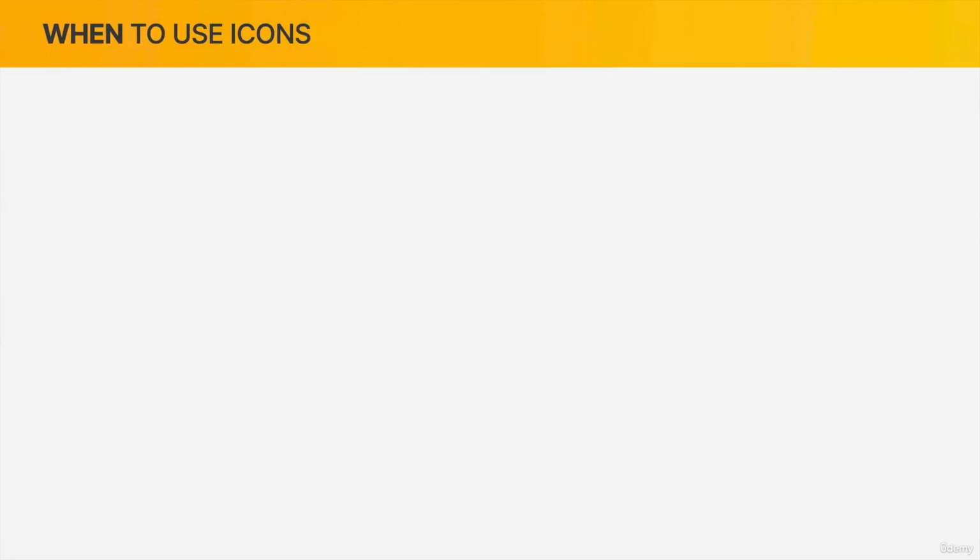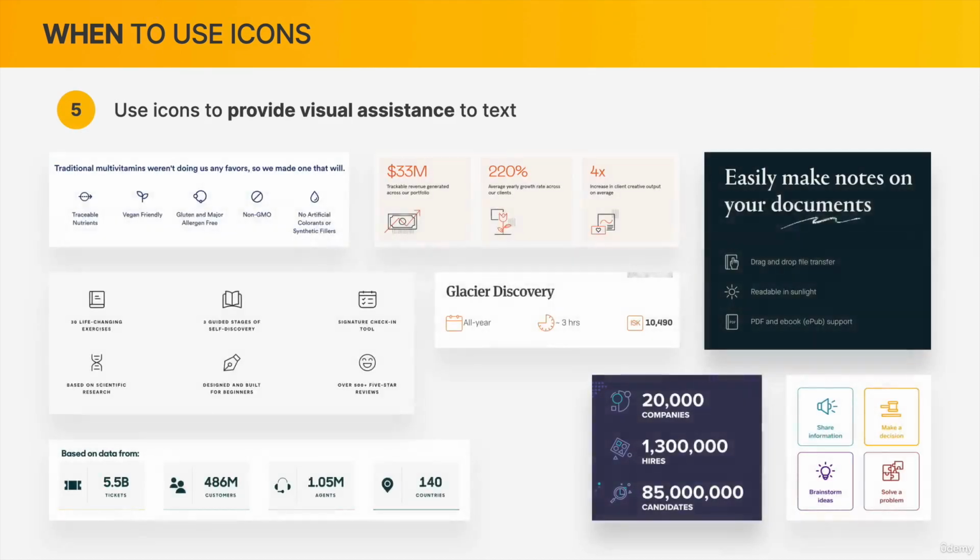So one very common use case is to use icons in order to provide visual assistance to text, such like in all of these examples. So you have some piece of text, and then you have a small icon somewhere close to that text, which basically makes it easier to scan and understand the text, and also provides some interesting visual detail and, again, visual assistance to the text itself. So again, this is a very, very common thing to do, and I'm sure you have seen it on all kinds of websites that you visit on your day-to-day basis.